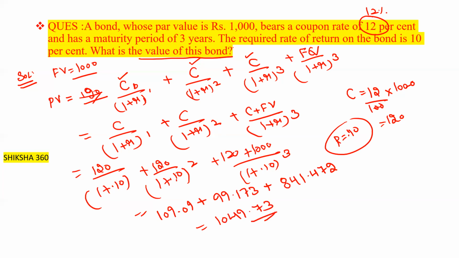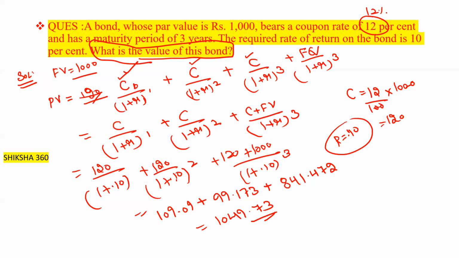Clear? They are asking what is the value of the bond? This is the value of the bond. First year, second year, third year, we will get the coupon, and in the third year along with the coupon we will get the face value. So what is the value of the bond? It means they are asking the present value. Just put the values in the formulas and try to calculate the answer.